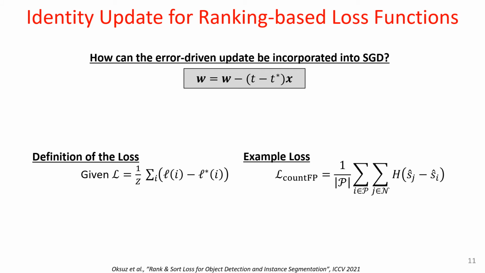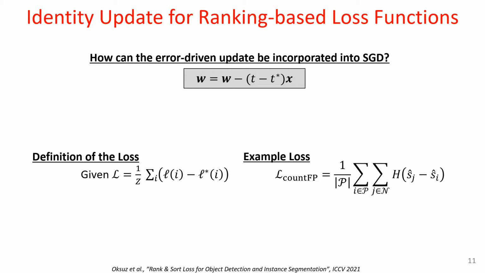Inspired by the work of Chen and his colleagues, identity update uses error-driven update from perceptron learning, and it is proposed as a general framework to optimize ranking-based loss functions. It assumes a ranking-based loss function to follow the form on the left side of the screen, in which the loss is the normalized sum of the differences between the current error computed on example i, that is Li in the screen, and its target value, that is L star i in the definition of the loss.